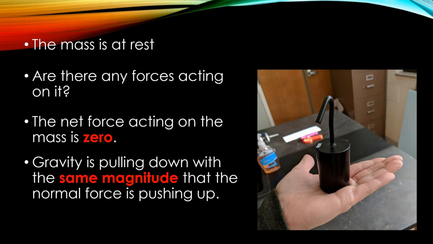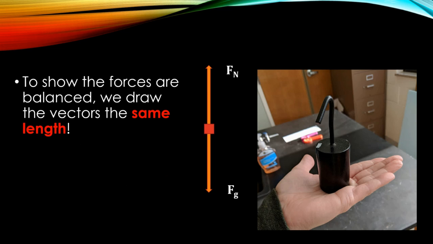So how could we show this in a force diagram? Remember that arrows coming out of the box on a force diagram are vectors. Vectors represent the direction and magnitude of the forces they are describing. To show that the normal force and the gravity are the same magnitude, we will draw the vectors the same length.